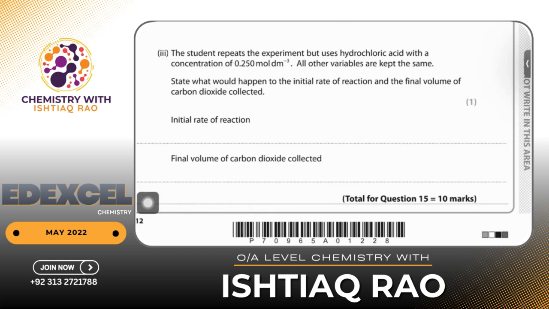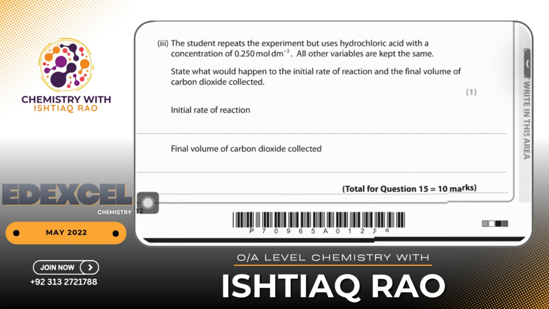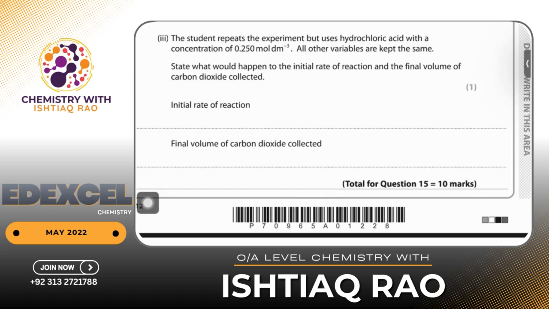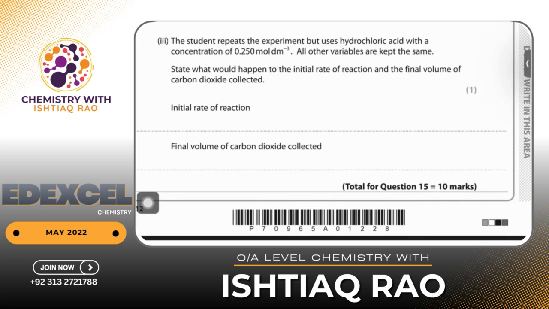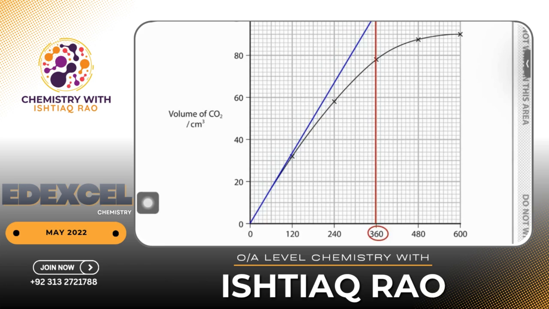When the concentration decreases, so the rate decreases. So exactly the concentration becomes half. When the concentration becomes half, so the rate will be halved. So I can take an idea if this is going to be 90. So the half of 90 would be 45, isn't it?